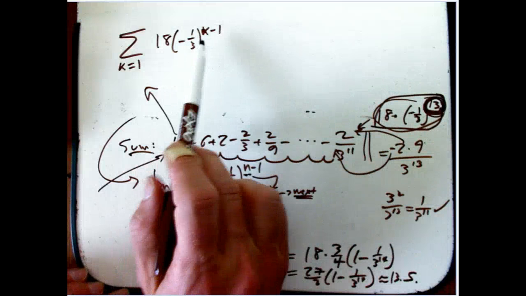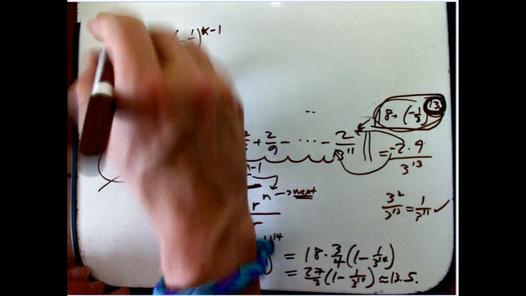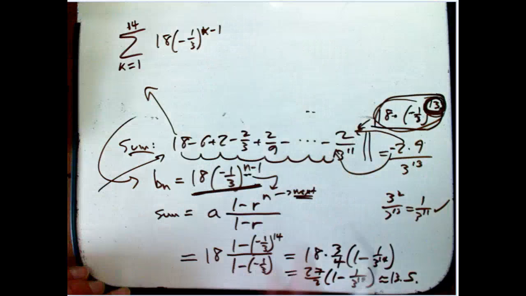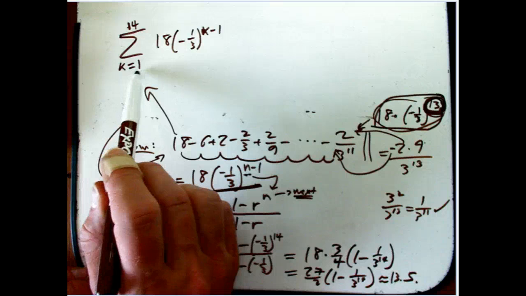If the way that I label that pattern is k minus 1 in the exponent, then this had better go to 14. It's this tricky thing about k's, k minus 1s, 13s, 14s, that really has to do with the fact that we started counting at 1.